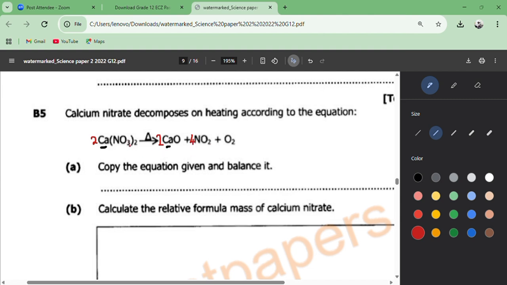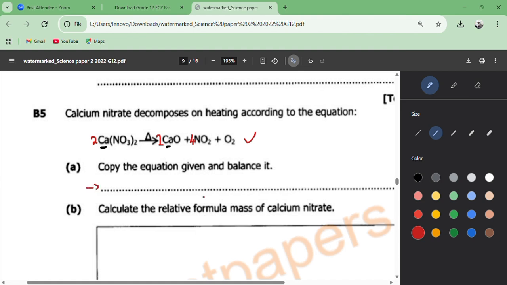Let's now balance oxygen. Oxygen 6 by 2 is how much? 12, right? 8, 9, 10, 11, 12. Is it balanced? A second opinion to confirm it's balanced. To go through it again: 2 atoms of calcium, 2 atoms of calcium, 4 atoms of nitrogen, 4 atoms of nitrogen, oxygen 6 by 2, 12, balanced. So this is the balanced equation that we're supposed to write here.